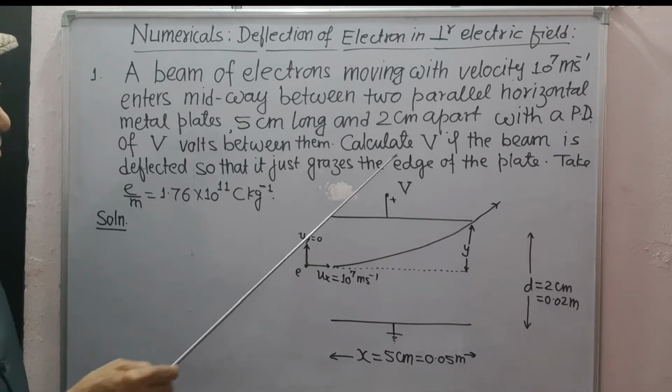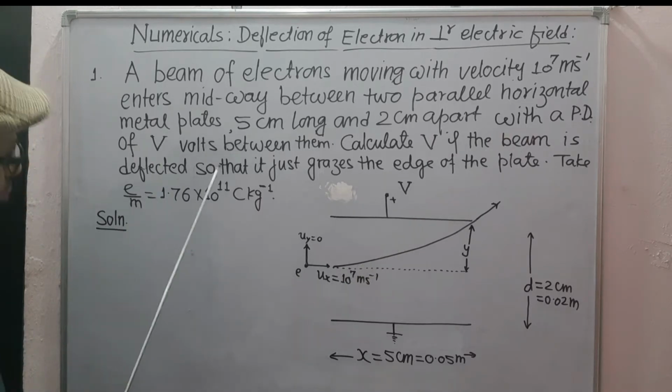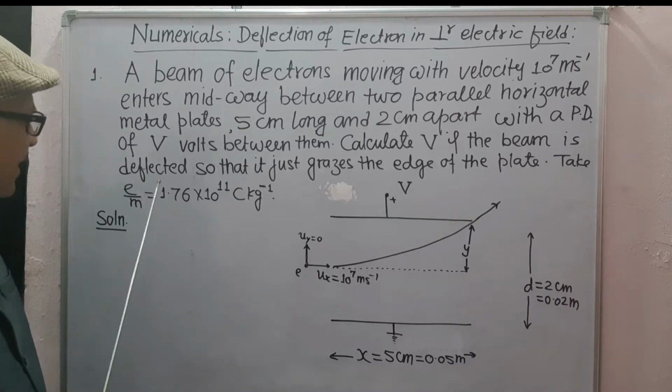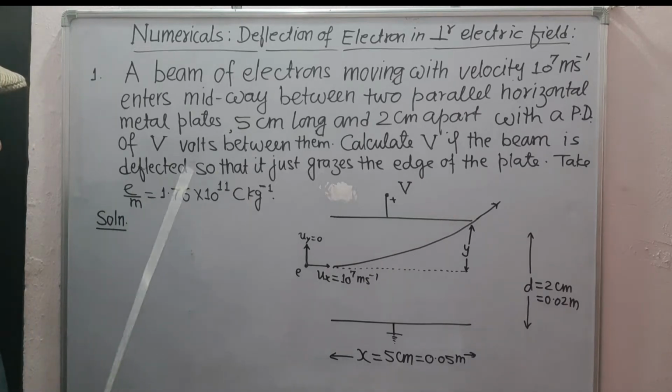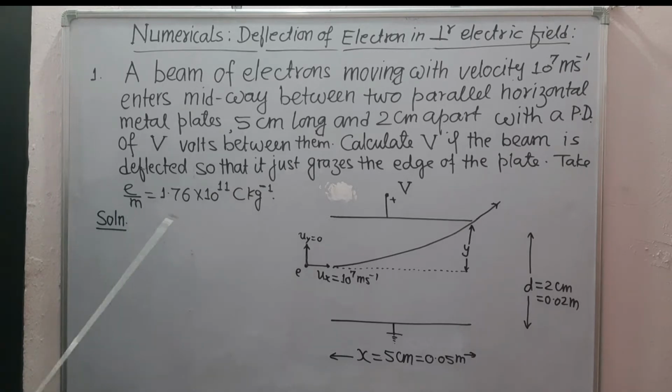Calculate the potential difference V if the beam is deflected so that it just grazes the edge of the plate. Take the specific charge e by m of the electron to be this much. Now come to the solution.